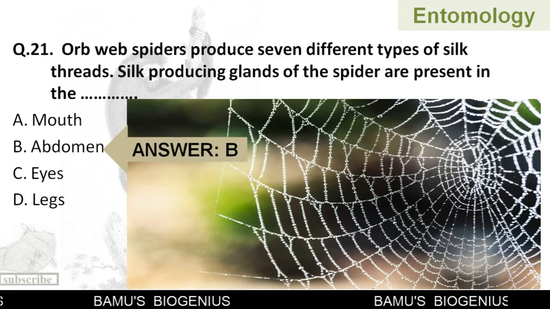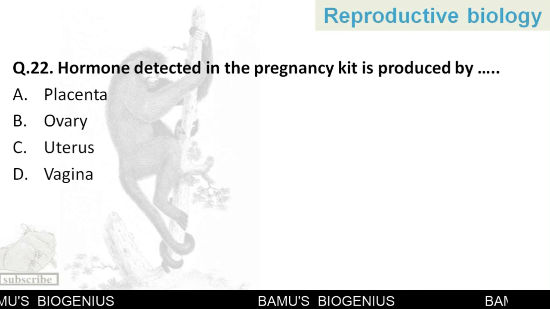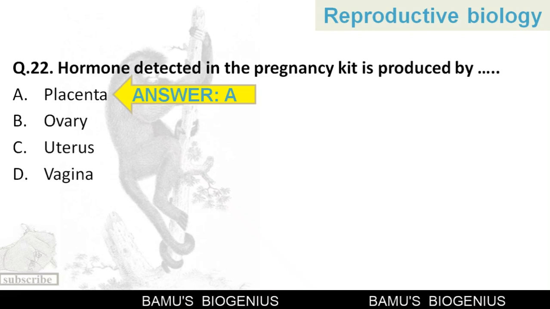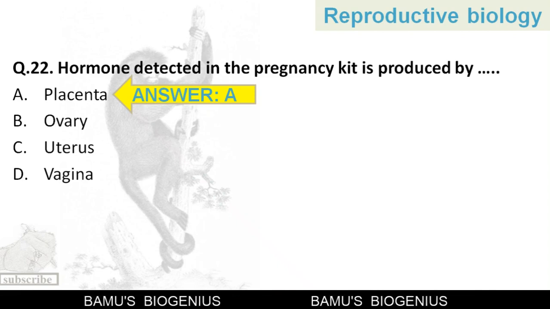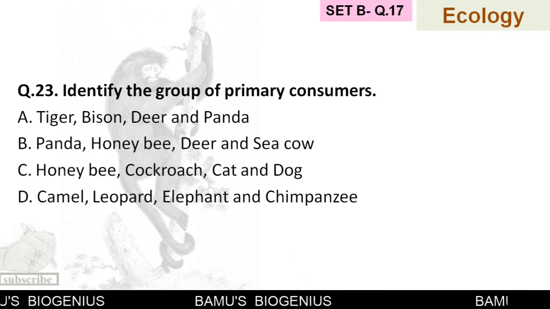Then question number 22, hormone detected in the pregnancy kit is produced by placenta, ovary, uterus, or vagina? The answer is placenta. That is answer A. We know that the placenta secretes human chorionic gonadotrophin, and that is called HCG, and that is utilized for identification of pregnancy. Then question number 23, identify the group of primary consumers.